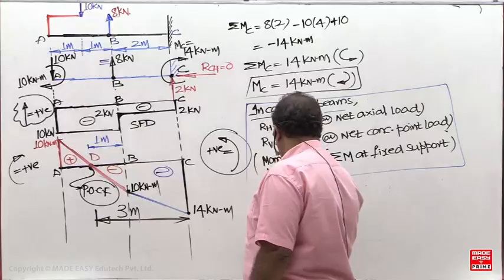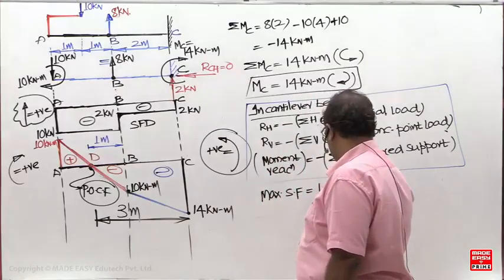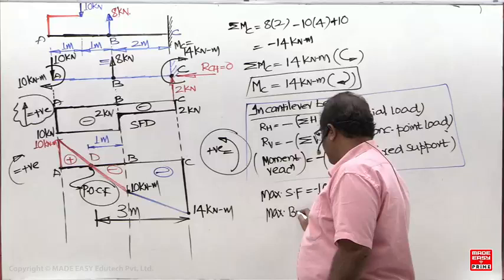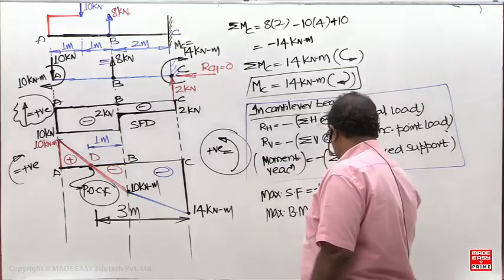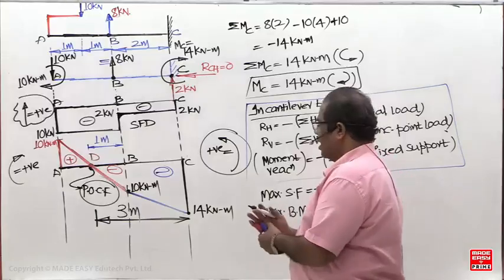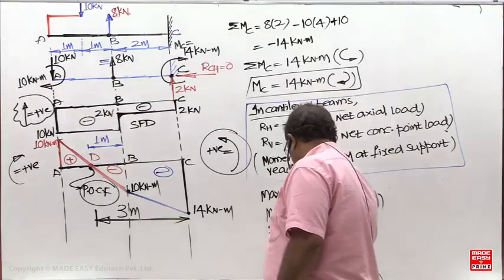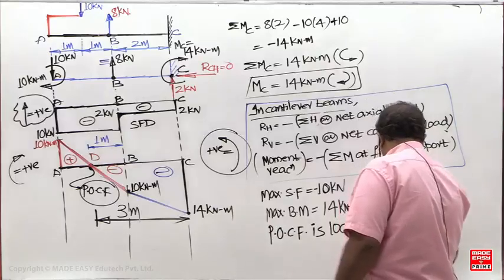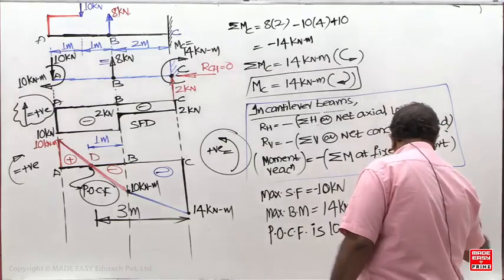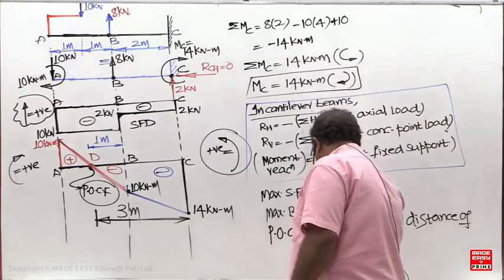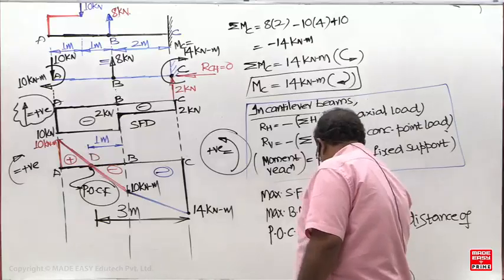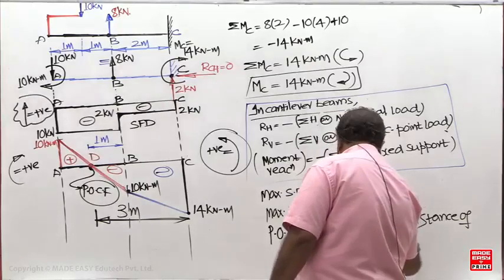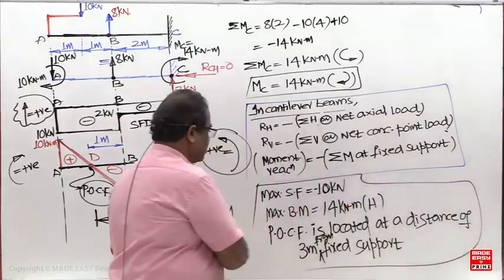Maximum shear force is -10. Maximum bending moment 14 kilonewton meter hogging, and point of contraflexure is located at a distance of 3 meters from fixed support. Three meters from fixed support.